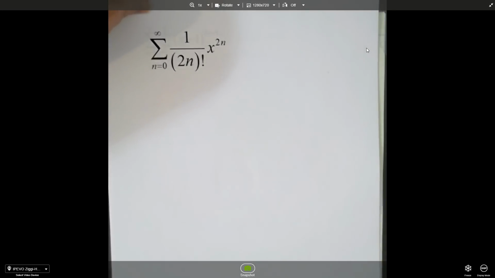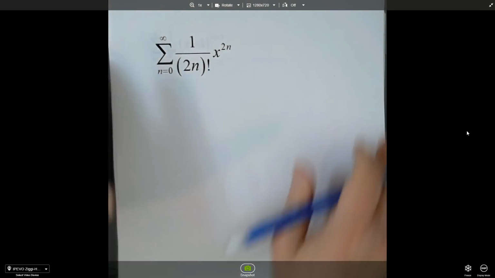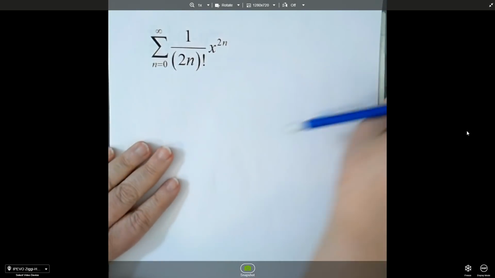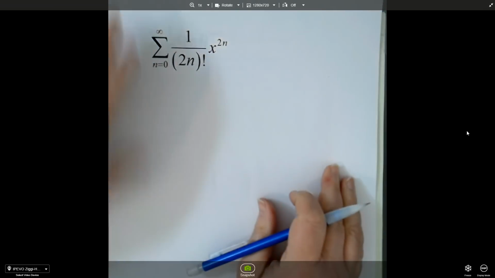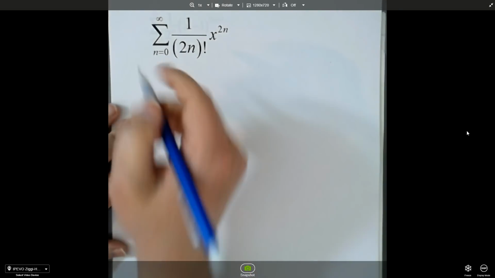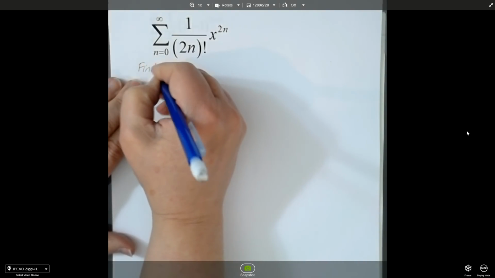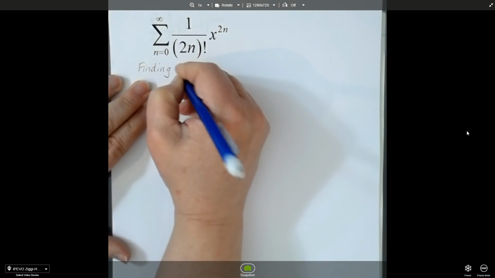Let's do one with factorial, because sometimes factorials can be a little scary, but they shouldn't intimidate you because the ratio test always helps us out with factorials, which is really nice. All right, so the very first step is we're going to be finding the interval of convergence using the ratio test.